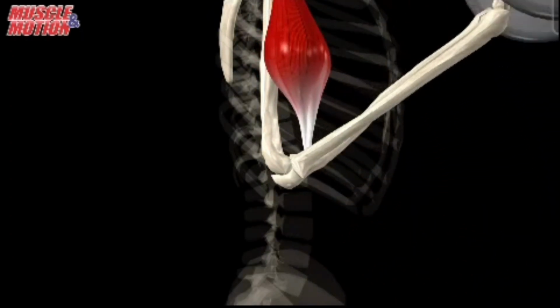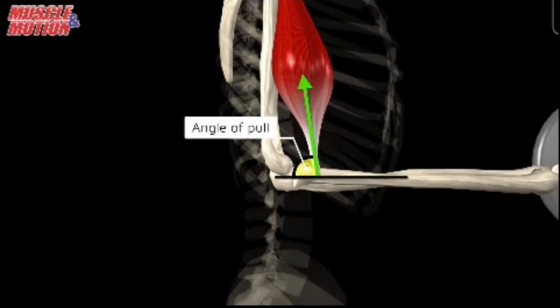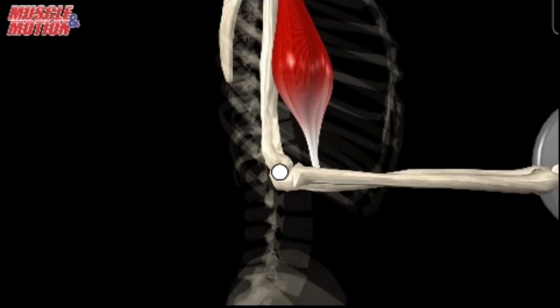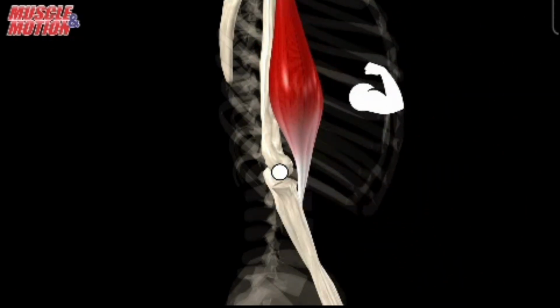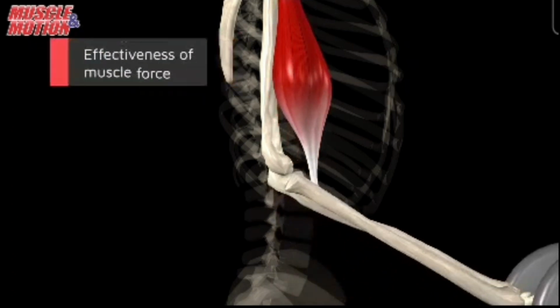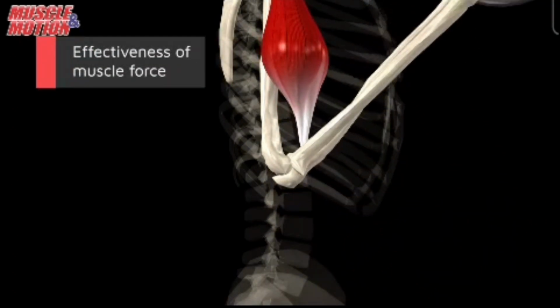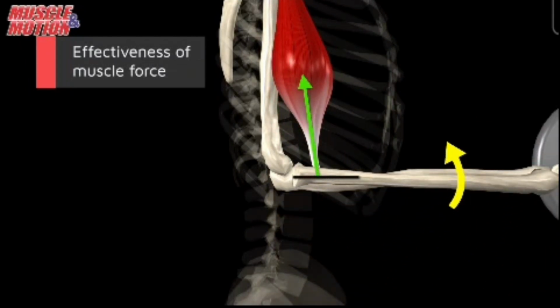In this video, we will explore the biomechanics of how the angle of pull directly affects the forces exerted on the joints, which in turn influences the effectiveness of muscle force in generating rotation. Effectiveness of muscle force. The effectiveness of muscle force in producing rotation is generally influenced by a muscle's angle of pull.